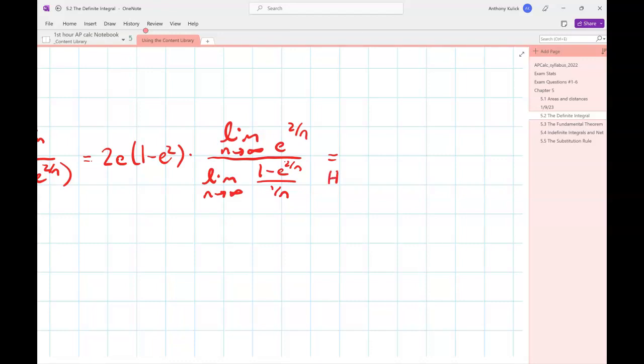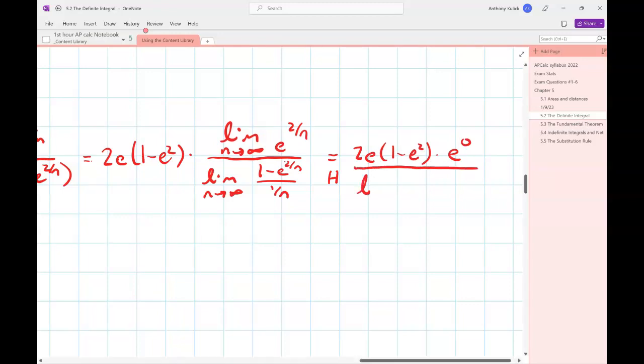The top limit, though, the limit in the numerator, I can evaluate just with direct substitution. What is the limit as n approaches infinity of e to the 2 over n? E to the 0, which is 1, correct? And then the denominator, I'm going to do L'Hopital to it.